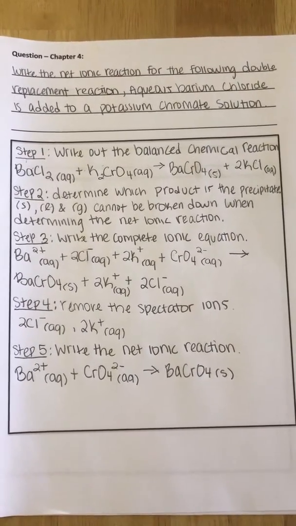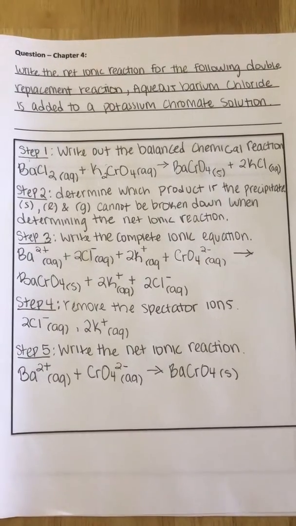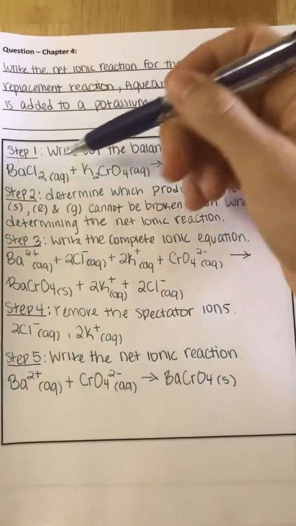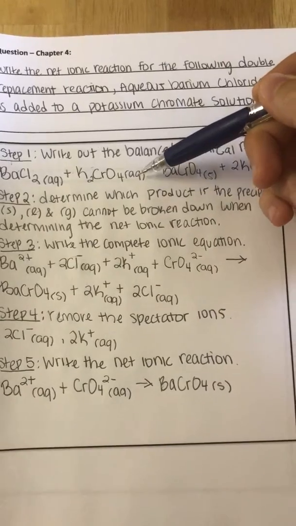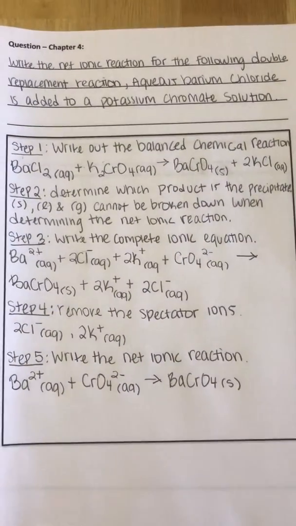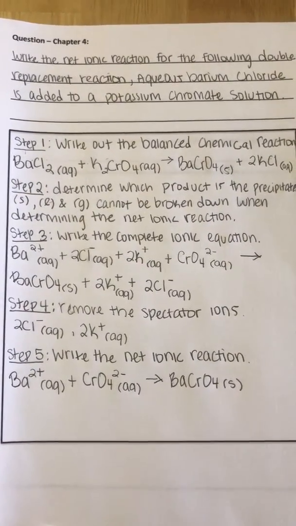So the first step in solving this problem is that we need to write out the balanced chemical reaction. The problem above tells us that barium chloride reacts with potassium chromate, and they're both aqueous. Okay? In a double replacement reaction, two ionic compounds react and can produce a precipitate or a solid.